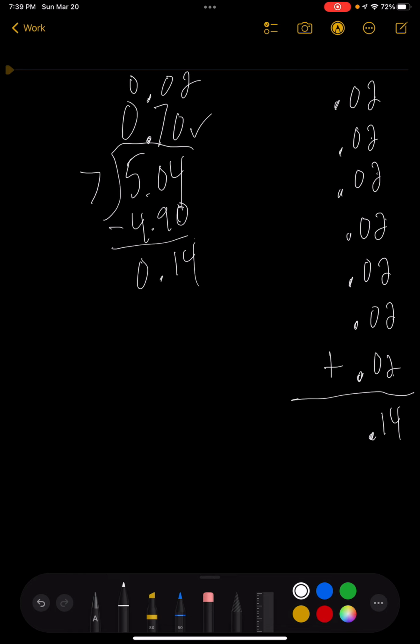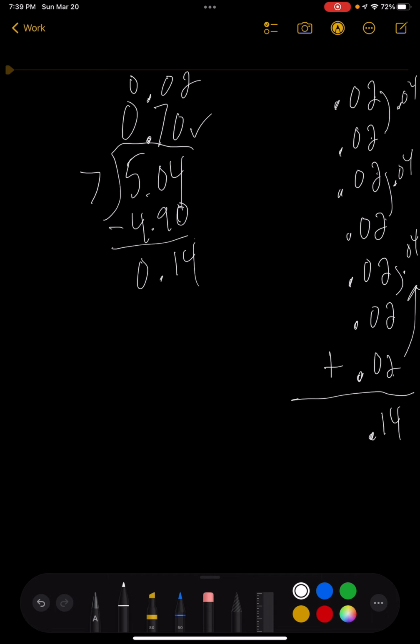Think of it like pennies. I have 2 pennies. And if right, this would be 4 pennies. Another 4 pennies. Another 4 pennies. 4, 8, 12 pennies. And then 2 more. So 14 cents.